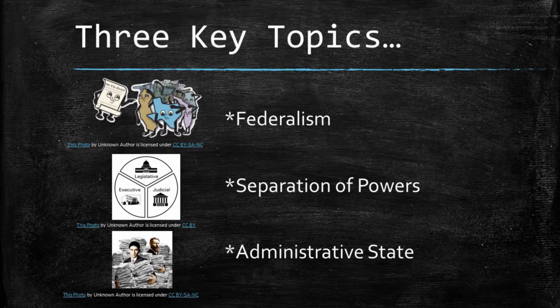To do that, we're going to look at three key things. The first is going to be this notion of federalism. That's basically saying that we divide sovereignty into two different groups: the federal government, or the United States government, and then all the 50 states.